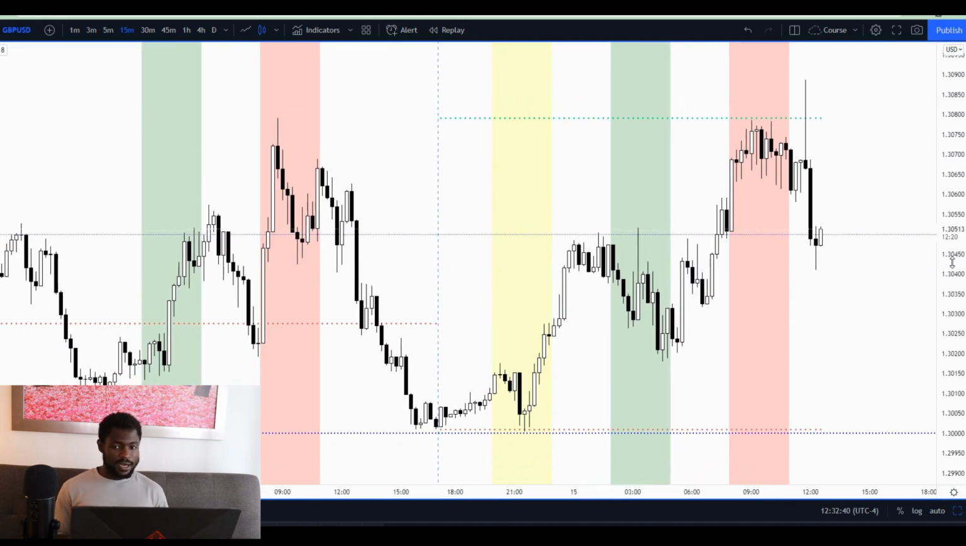Again, not everything is 100% in the market. Sometimes the market will try to throw you off. Sometimes it might not be a complete reversal. Sometimes it could just be a stop hunt, and then the market continues to trend in the direction.